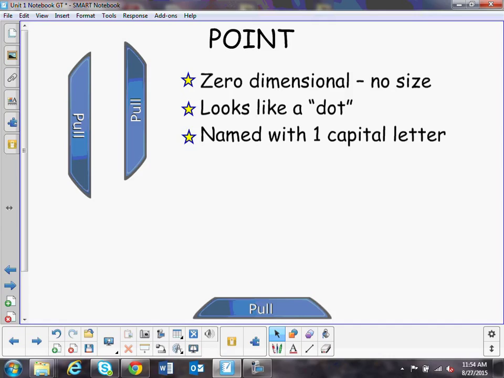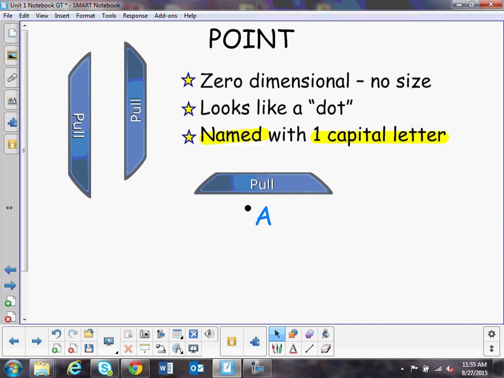And you name it with one capital letter. We are going to name a lot of things, so get used to that, because that's going to be pretty much your first quiz. I may give you a picture, and I'm going to say, name all the points on this plane. We'll get to that. So what does it look like? Like that. See that dot? Name it capital A. That's it. This is the most basic term of geometry. It starts off with the point.